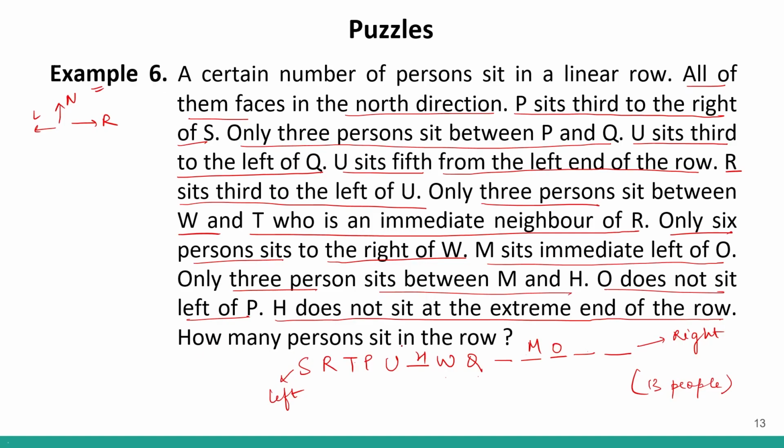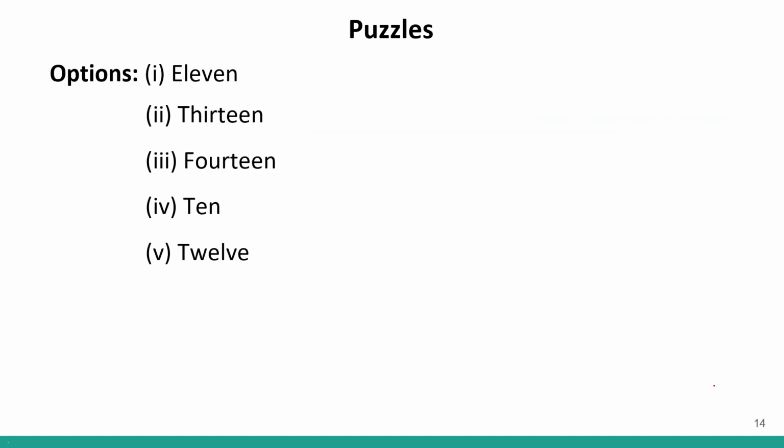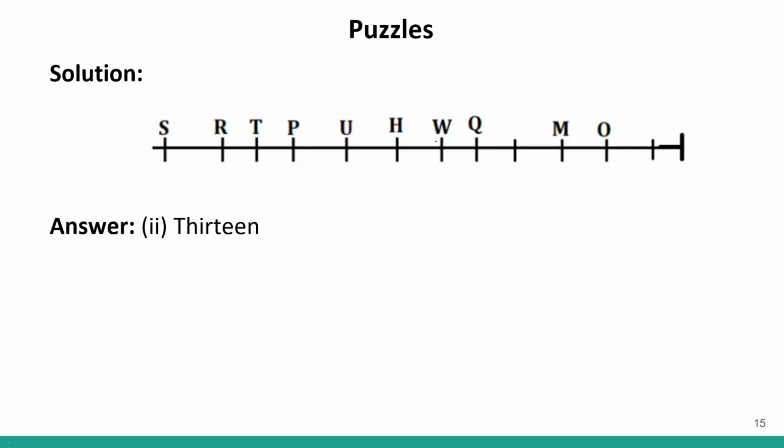Now we have to basically find out how many persons sit in the row. How many persons sit in the row? That we have already calculated, that 13 people total sit in the row. So if I look at the options, my answer will be option number 2, 13, because 13 people sit in the row. Okay? This will be the arrangement. We have already discussed this.